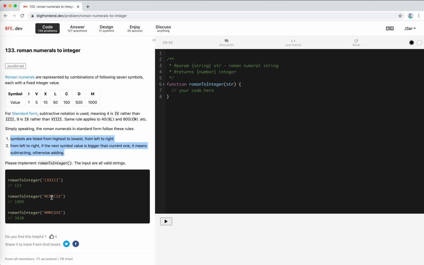Okay, so actually the rules here give us the approach, right? If the next one is bigger than the current one, it means minus, otherwise it is plus, so we only need to keep track of the sign.